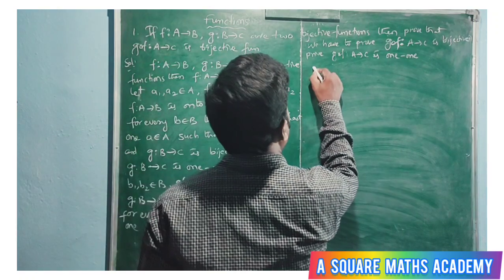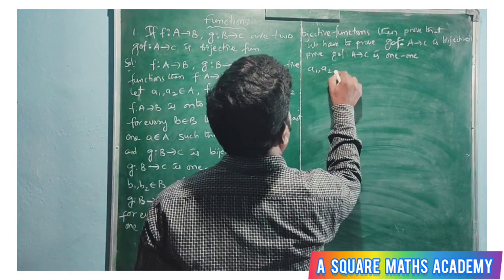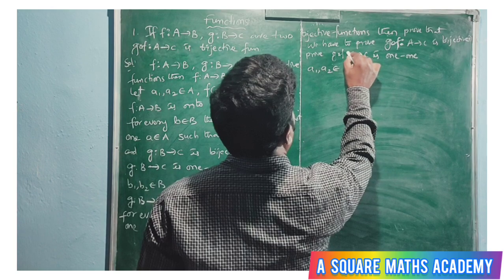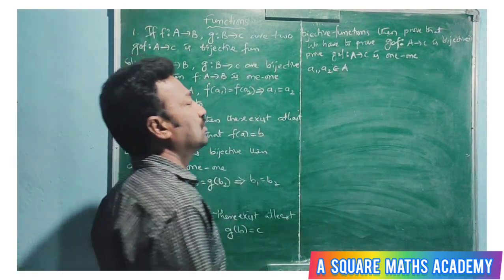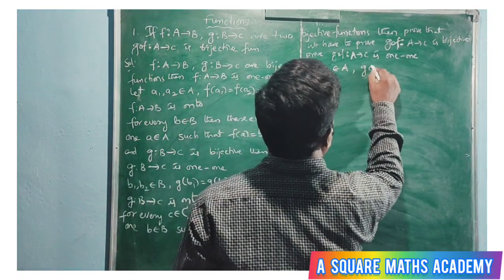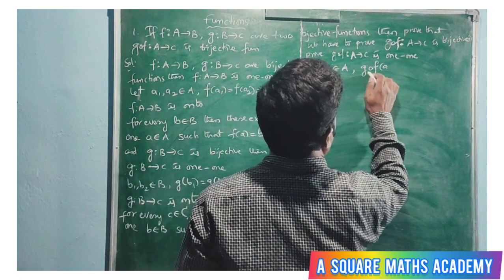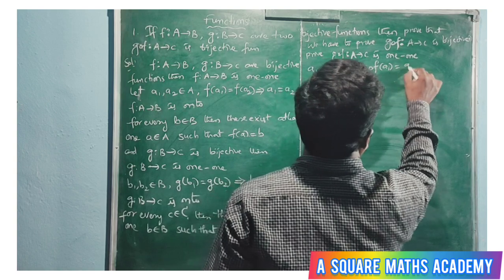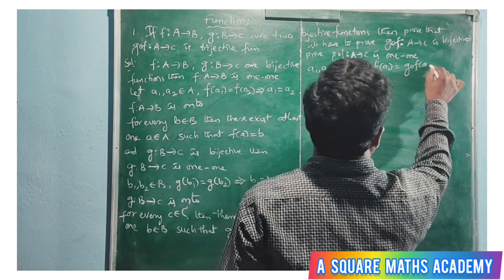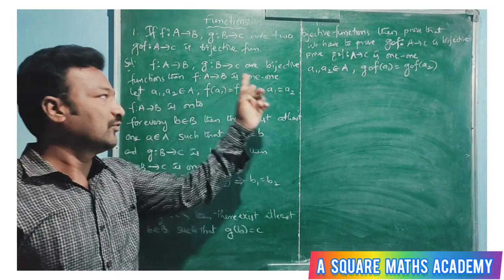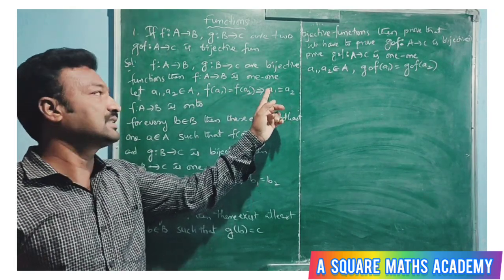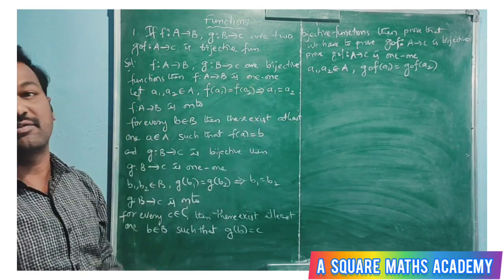A to C, so A1, A2 belongs to domain A, so A1, A2 we take. And G circle F is a function, so G circle F of A1 equals G circle F of A2 we take here like this. We prove this one, then that implies A1 equals A2, then that is 1-1.